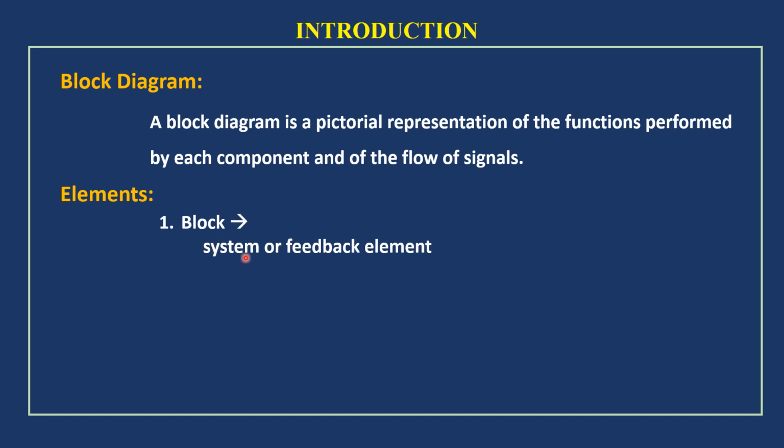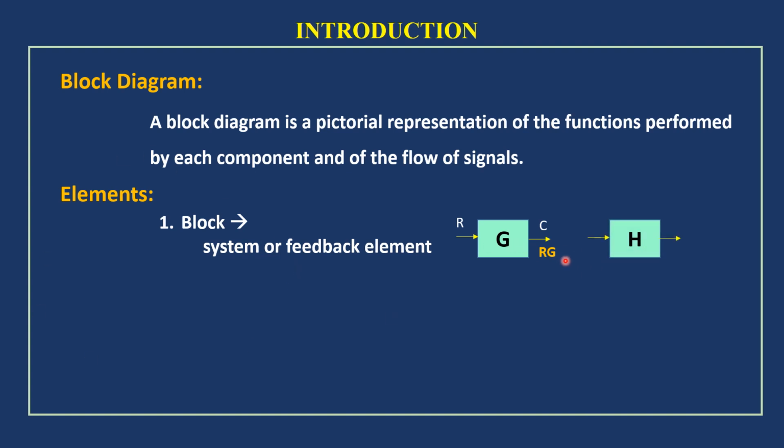The block may be a system element or a feedback element. Normally the system element will be represented by a block like this. This G represents system gain. Here I have given input as R. If the output is given as C, then we can find C as R into G. That means the product of input signal flow and its system gain.